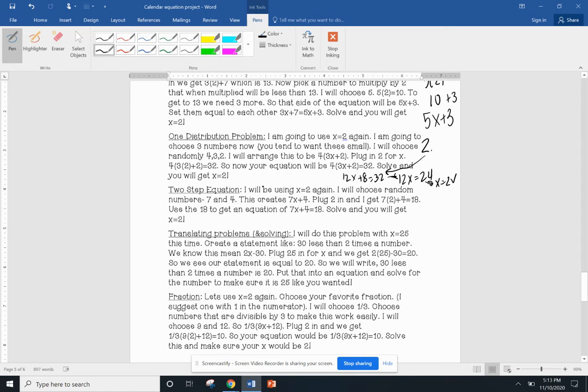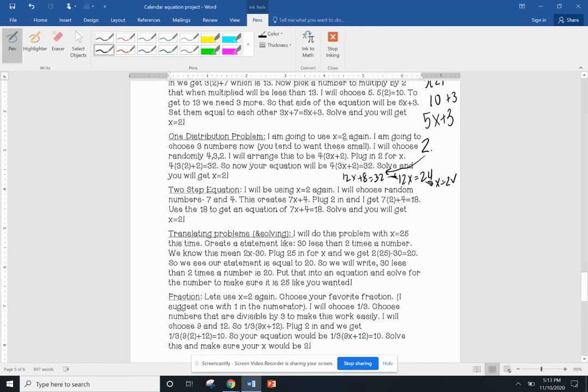The two-step equation, so I'm going to use a 2 again. I choose random numbers. I chose 7 and 4. So I did 7x plus 4, and I plugged 2 in. 7 times 2 is 14, plus 4 is 18. So that must equal 18.